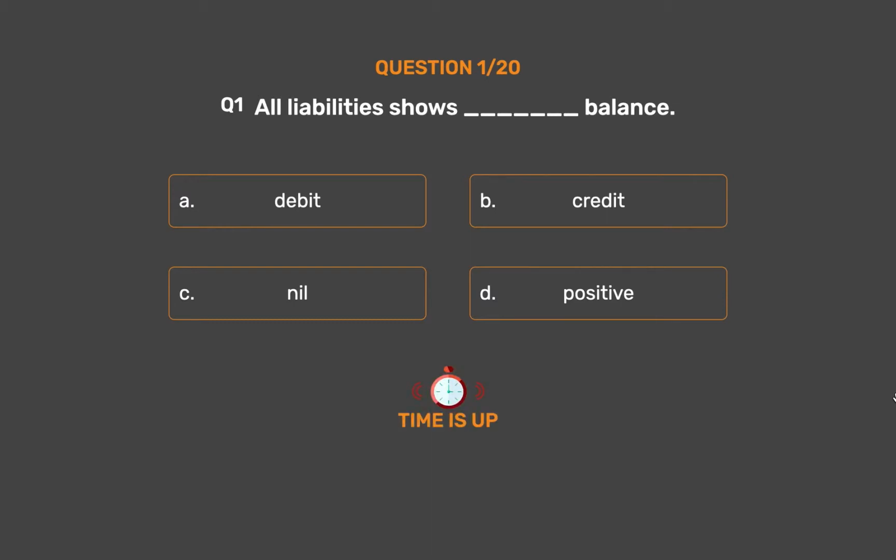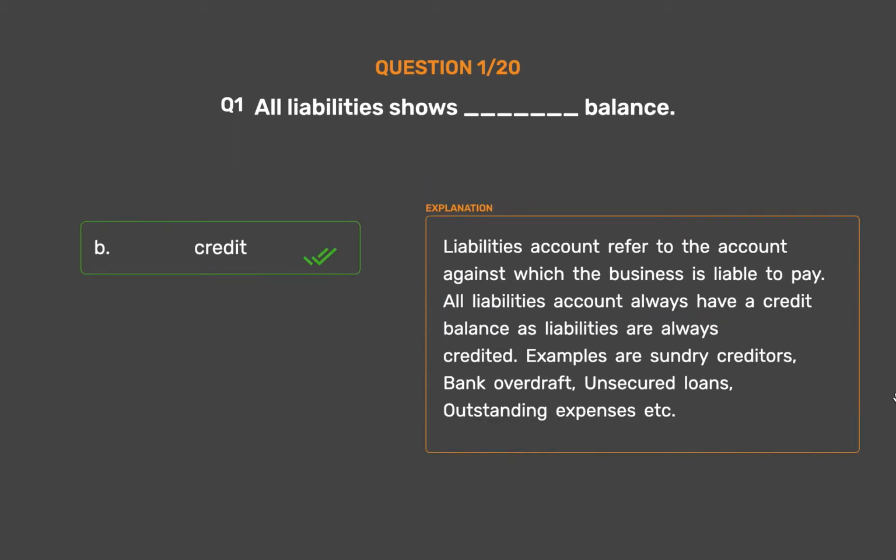The correct answer is Option B. Credit. Liabilities account refer to the account against which the business is liable to pay. All liabilities accounts always have a credit balance as liabilities are always credited. Examples are sundry creditors, bank overdraft, unsecured loans, outstanding expenses, etc.